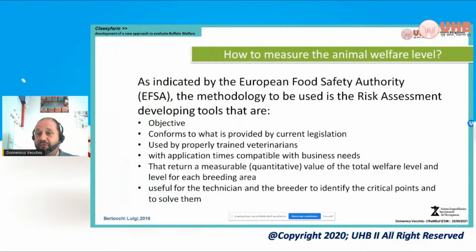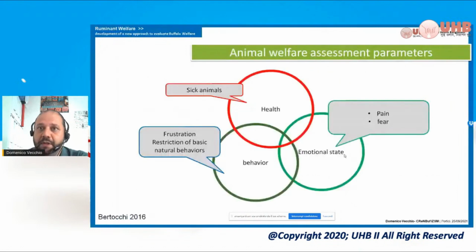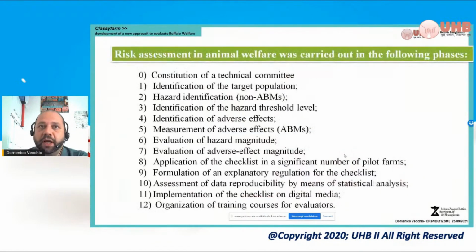How to measure the animal welfare level? As indicated by the European Food Safety Authority, the methodology to be used is the risk assessment, developing tools that are objective, conform to what is provided by current legislation, used by properly trained veterinarians, with application time compatible with the business needs, and that return a measurable quantitative value of the total welfare level and the level for each breeding area, useful for the technician and breeder to identify the critical points and to solve them.